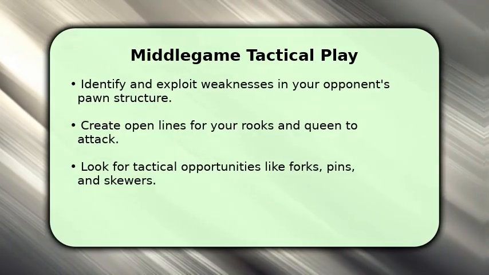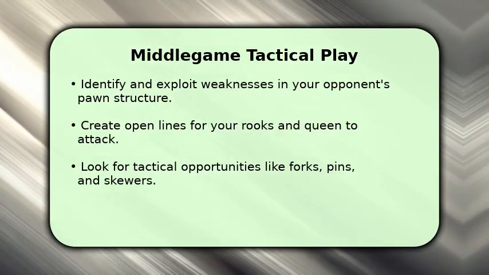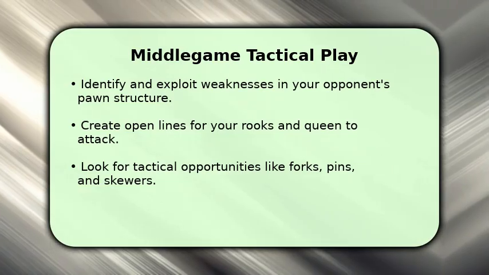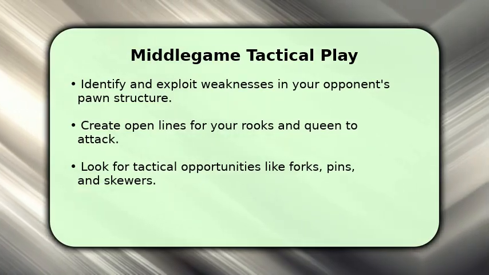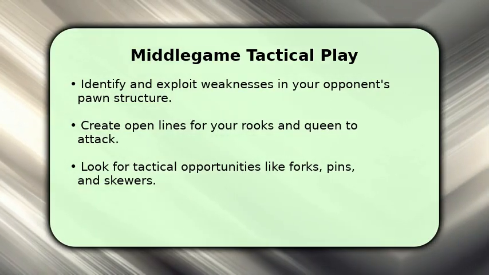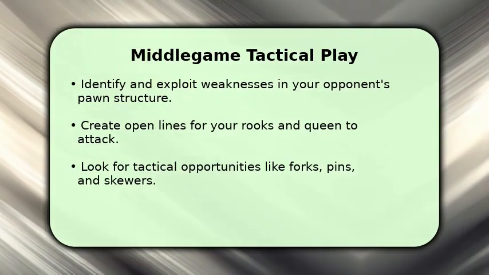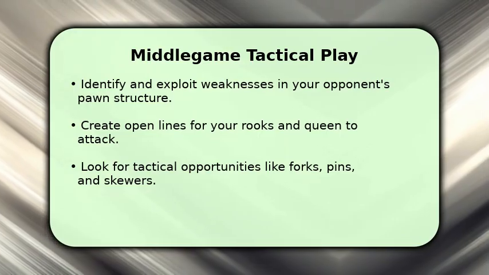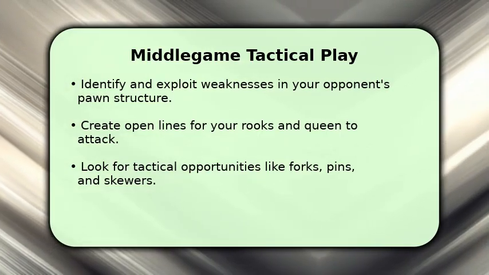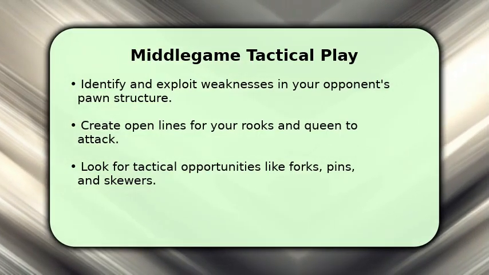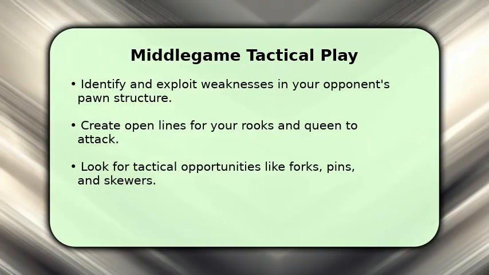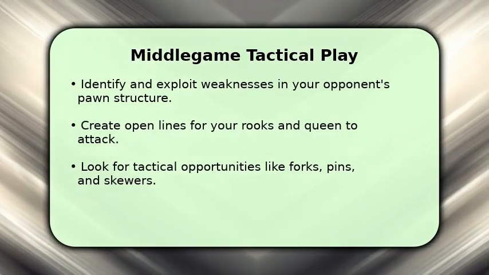The middle game is where strategic plans unfold and tactical opportunities arise. Focus on identifying and exploiting any weaknesses in your opponent's pawn structure, such as isolated or doubled pawns. Work to create open lines for your rooks and queen, allowing them to exert maximum pressure. Always be on the lookout for tactical motifs like forks, pins, and skewers. Practicing calculation, aiming to see at least 2 or 3 moves ahead, will significantly improve your play.